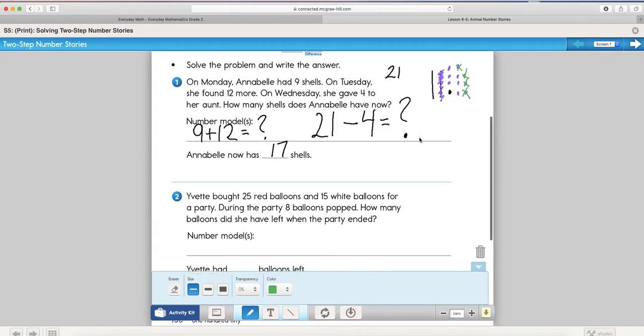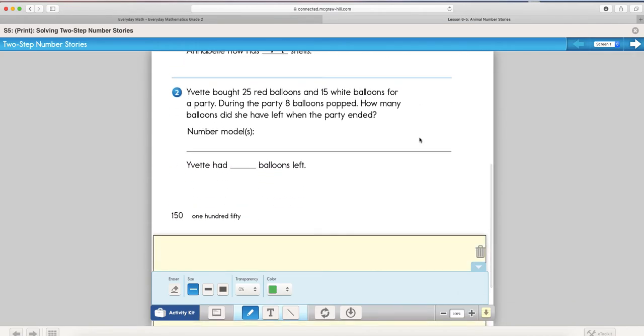Let's try number 2. Yvette here has some balloons. Yvette bought 25 red balloons and 15 white balloons for a party. During the party, 8 balloons popped. How many balloons did she have left when the party ended? So let's figure out what we need to do first in this math problem between the first 2 sentences. Yvette bought 25 red balloons and 15 white balloons for a party. What should we do with those 2 numbers?